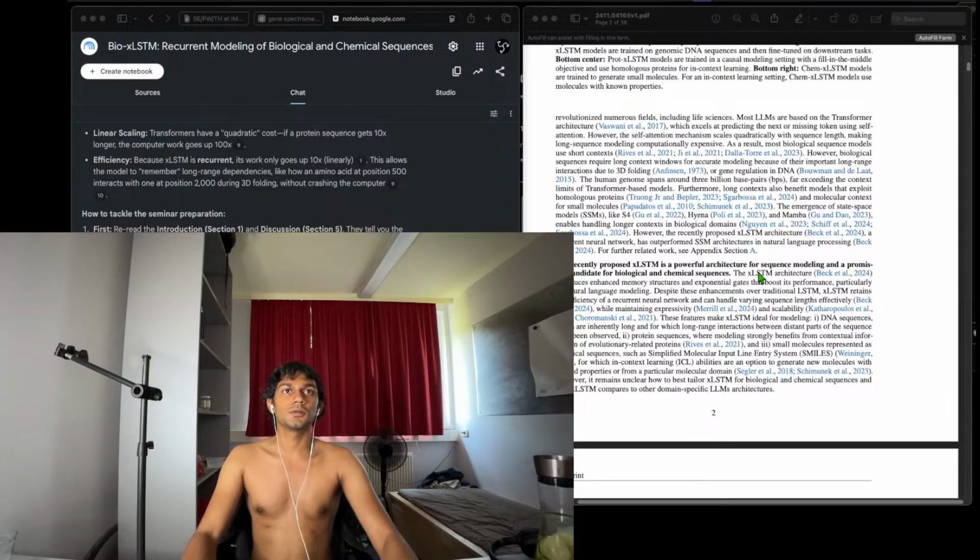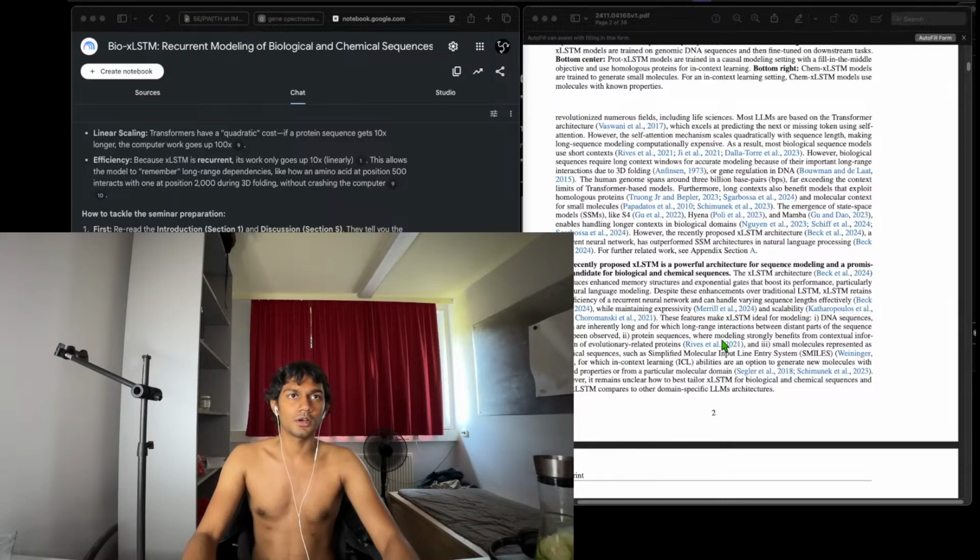The recently proposed xLSTM architecture introduced enhanced memory structures and exponential gates that boost its performance, particularly in natural language modeling. Despite these enhancements over traditional LSTM, xLSTM retains the efficiency of a recurrent neural network and can handle varying sequence lengths effectively while maintaining expressivity and scalability. These features make xLSTM ideal for modeling DNA sequences, which are inherently long and for which long-range interactions between distant parts of the sequence have been observed.